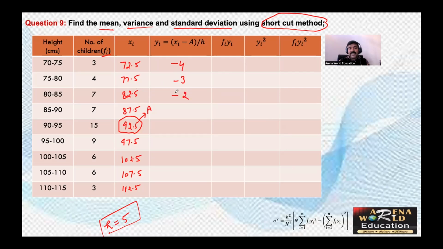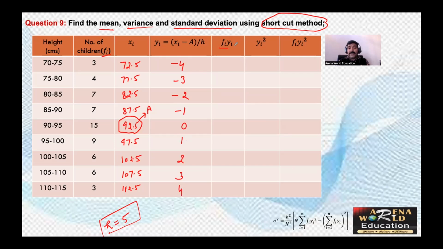Now you can see the pattern. Remaining values, you can directly write. Here, hard work is not required. Smart work is required, right? So what will be the next value? It is minus 1, then 0, then 1, then 2, then 3, then 4, right? In this way, you can write all yi.